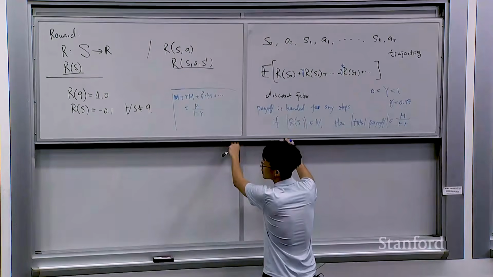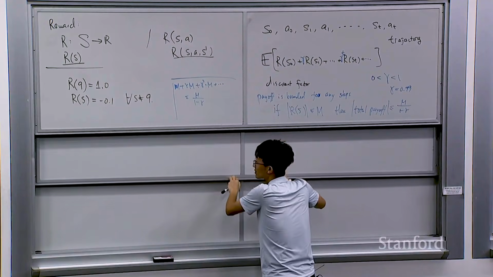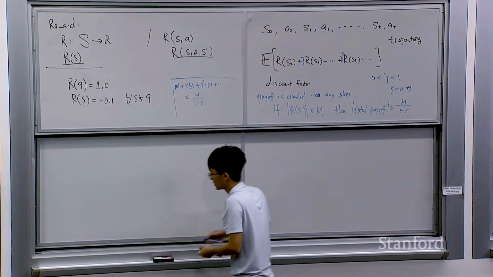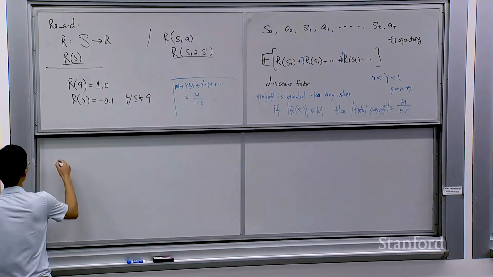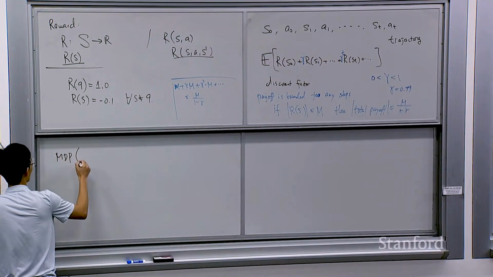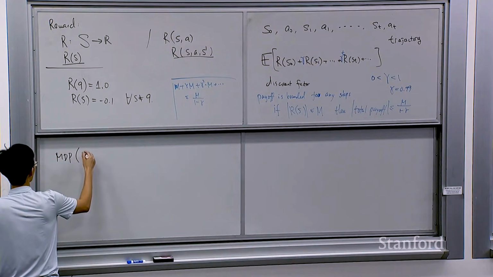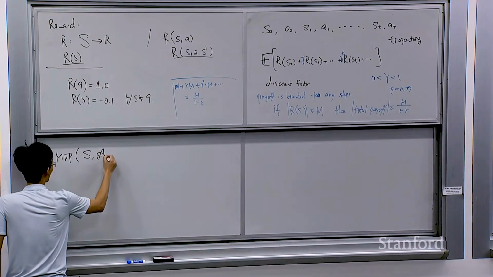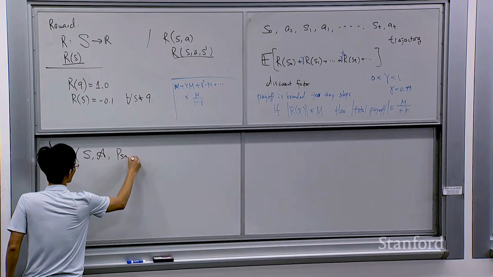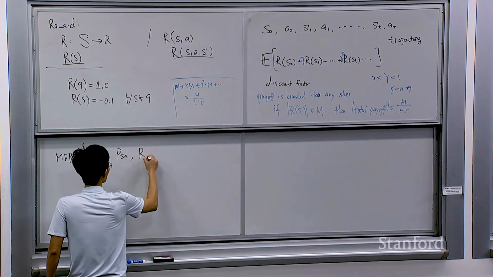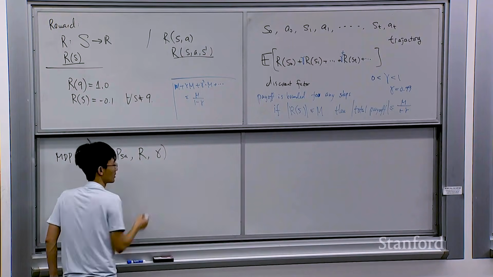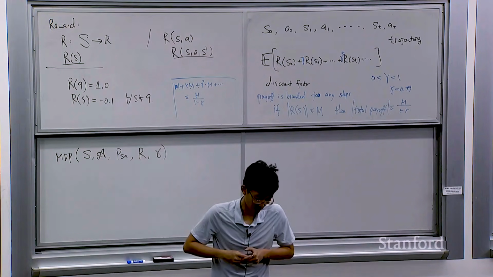Anyway, these are just some variants here. Once you have all of this, you get a so-called MDP. The MDP is pretty much a tuple of all of this: the state set, the action set, the transition dynamics, the reward function, and the discount factor. So this describes the MDP.